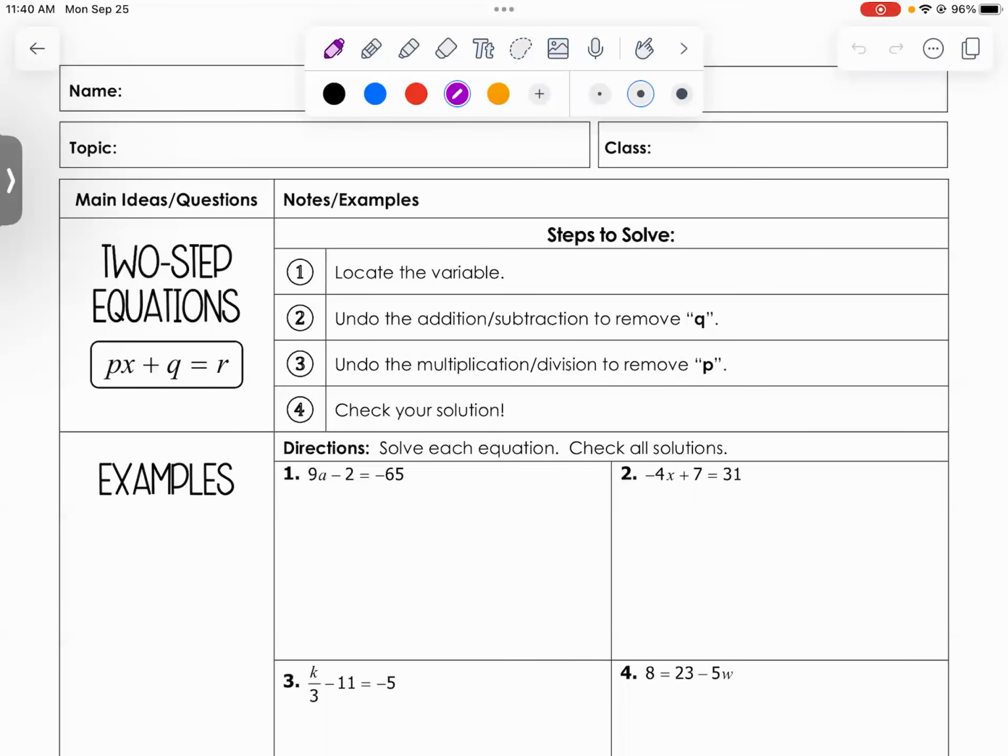Okay, so here's the deal. Eyes up here. Here's the deal.